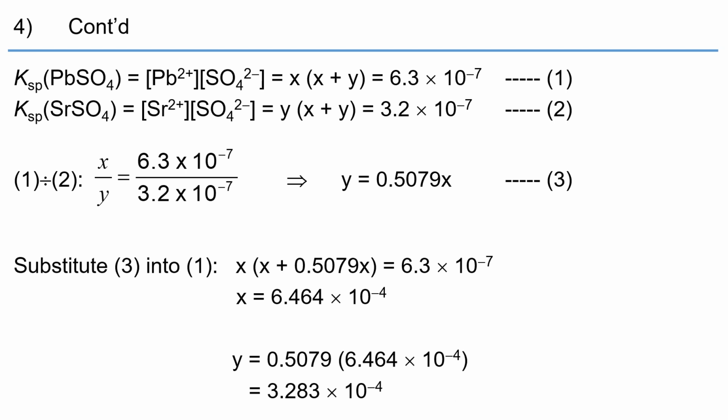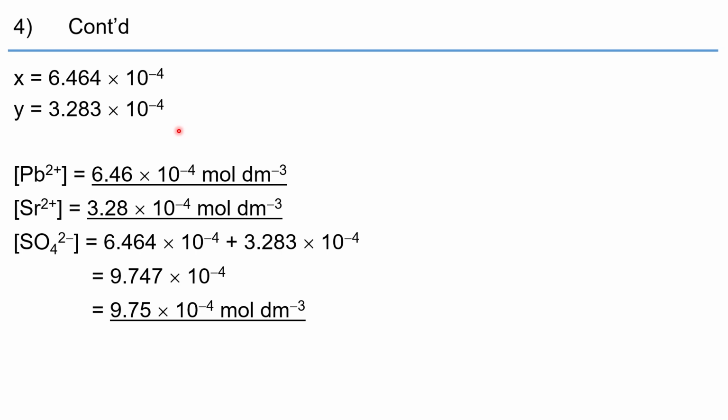Now with these two values, x and y, I can find my lead 2 plus concentration, which is x. So the concentration of lead 2 plus is 6.46 times 10 to the minus 4 mole per dm cube, rounded off to 3 SF. My strontium is the y value, so it's 3.28 times 10 to the minus 4 mole per dm cube. Then for the sulfate, I need to add the two values together. If I add it up carefully, I will have 9.75 times 10 to the power minus 4 mole per dm cube. So these are the concentrations of the lead, strontium, and sulfate in a saturated solution. Okay.